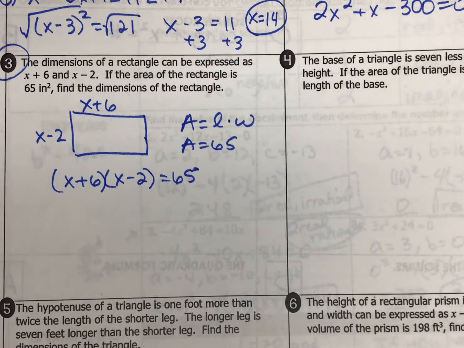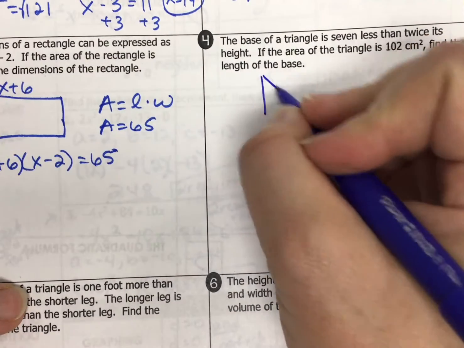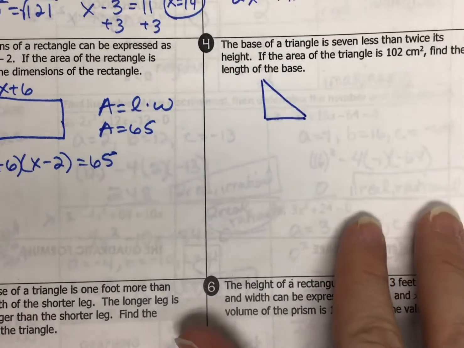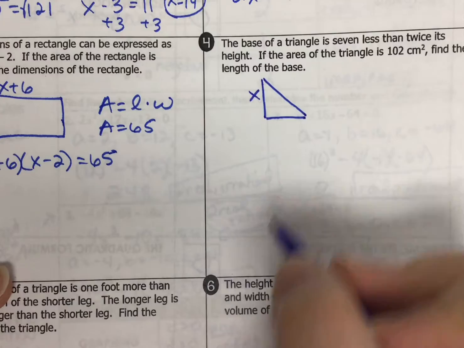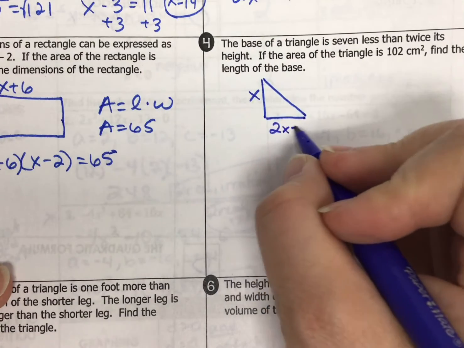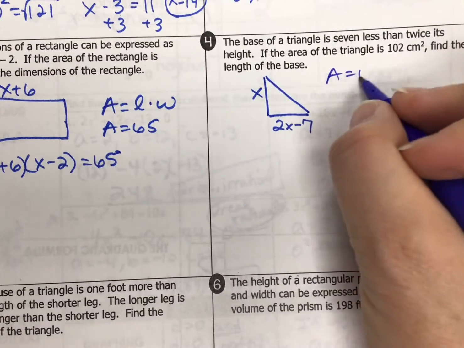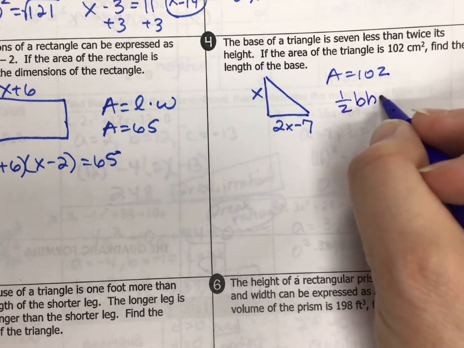Okay. Number 4 is another problem where we have dimension. It is a triangle problem. So we're still looking at area, but our formula is different. So if you remember the area of a triangle, it says the base of a triangle is 7 less than twice its height. So if we call the height x, then the base would be 2x minus 7. And the area equals 102.